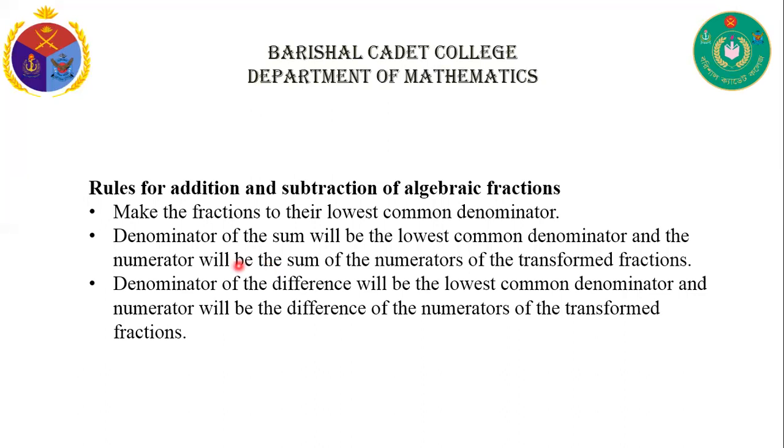Now the denominator of the difference will be the lowest common denominator, and the numerator will be the difference of the numerators of the transformed fractions. So here the denominator is the same, like 3 by 4 minus 2 by 4. The denominator is 4 and the numerator is the difference between the numerators, that is 3 minus 2, that is 1 by 4. Okay, now we see some examples, some problems.